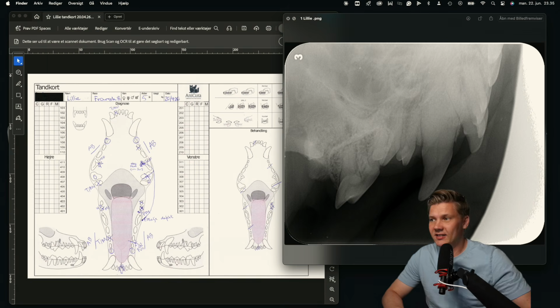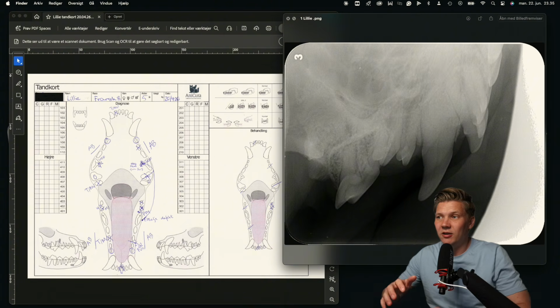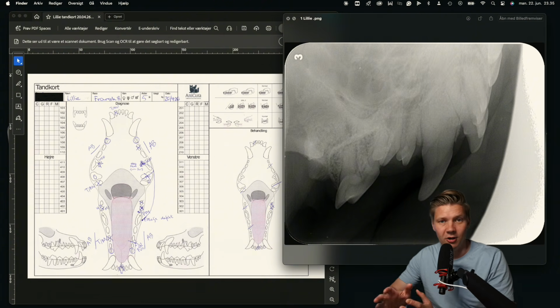So let's have a look here. I'm going to show you both the dental chart, the x-rays, and some clinical photos. And this is what we need to make treatment decisions. We cannot base our decisions on x-ray alone, because x-ray will underestimate the bone loss. So we need the clinical examination too. So let me walk you through here.